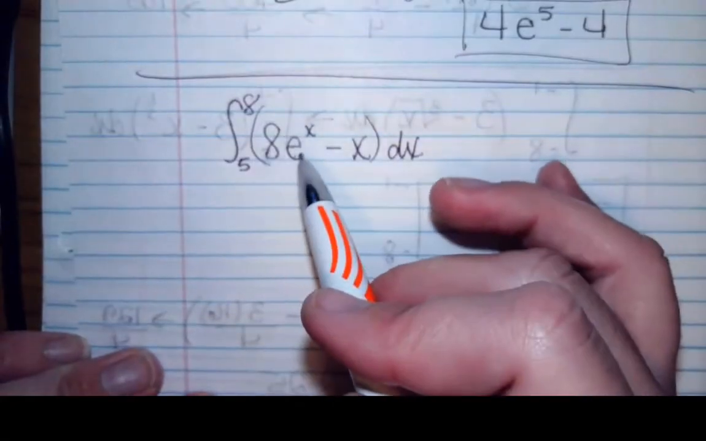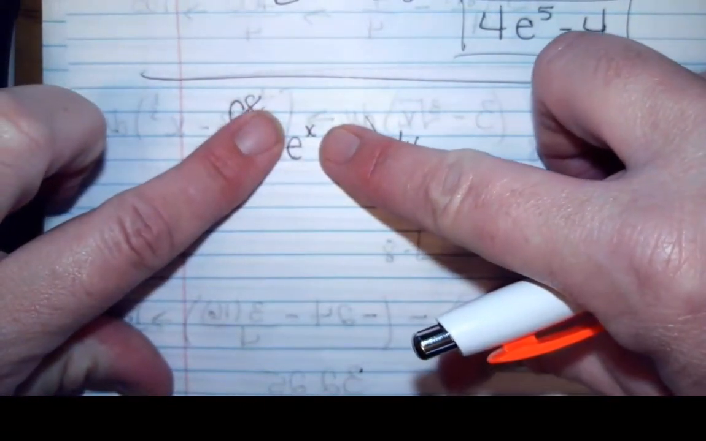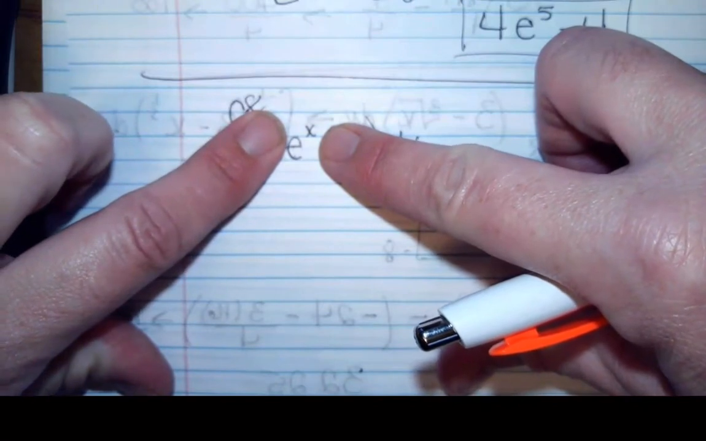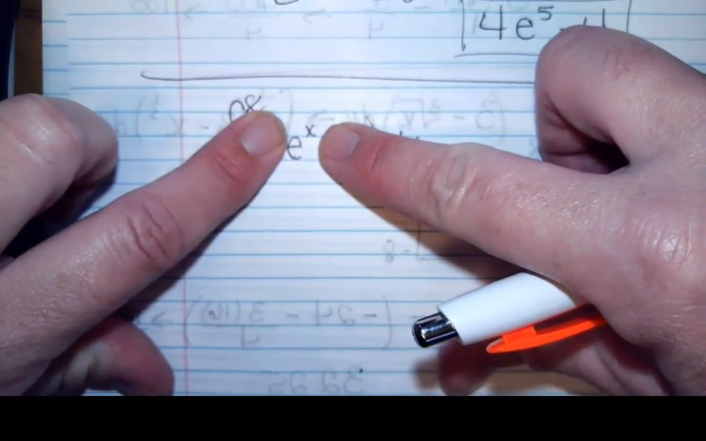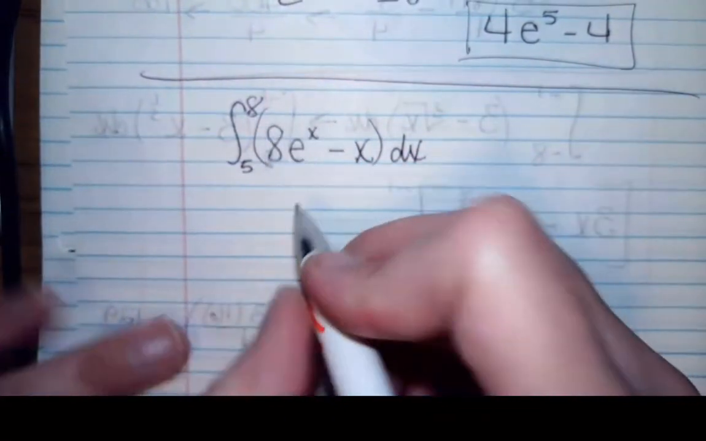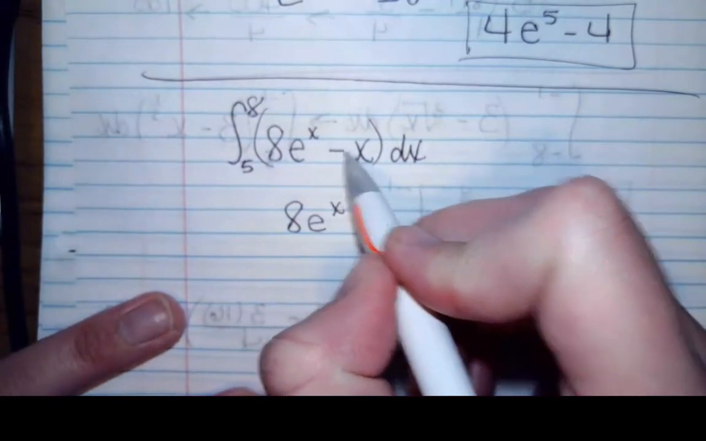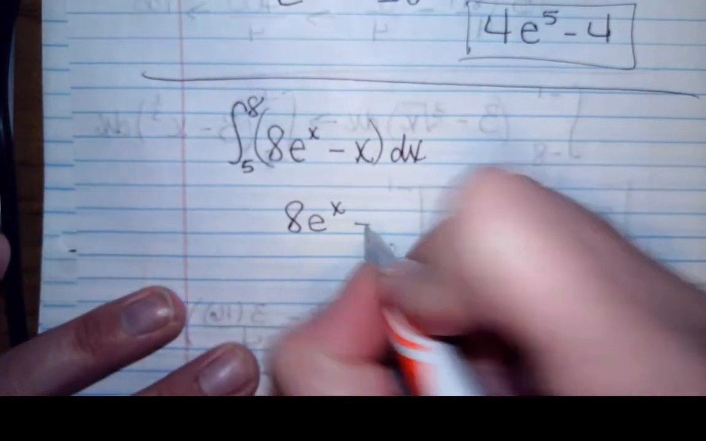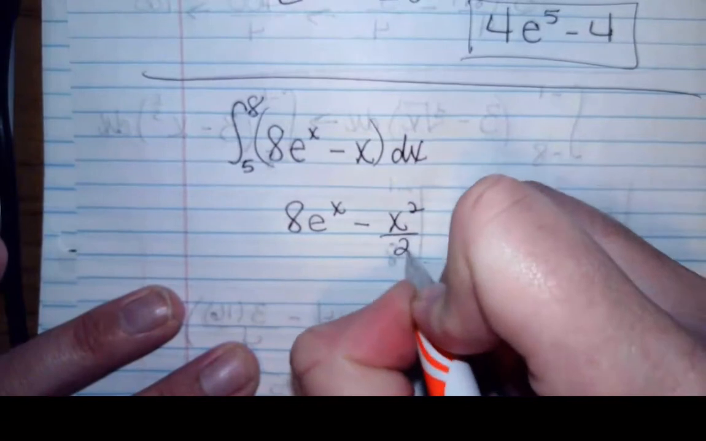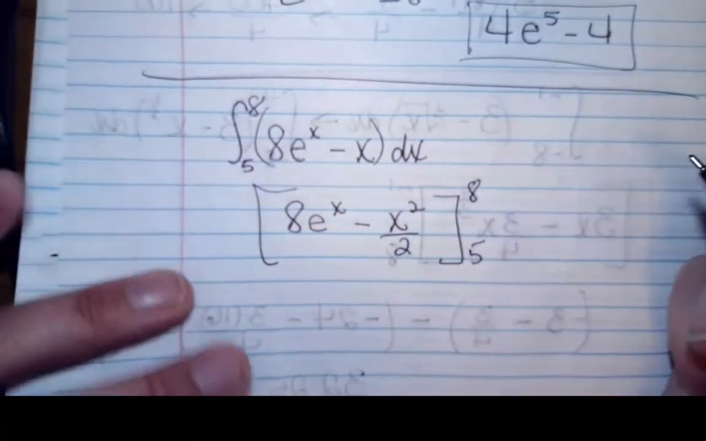All right, so we're going to integrate with an e again. So remember, if I've got an e to the x, do I have its derivative? The derivative of the exponent is 1 dx, and I've got the dx. So the integral of 8e to the x is 8e to the x, minus the integral of x is going to be minus x squared over 2. So take that from 5 to 8.